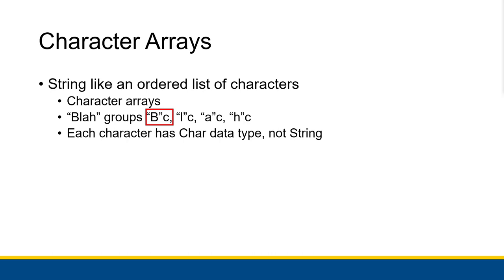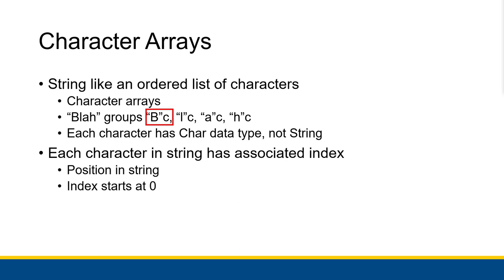So that C determines whether or not we're wrapping the character into a string. If we put the C there, there's no string covering it, it's just the character itself exposed. But if we don't put the C there, then that character gets wrapped into the group that is the string, even though there's only one item in that string, if that makes sense. But that's how we differentiate a character from a string. They both have double quotes, but the character has a C after it, whereas the string does not have a C after it.